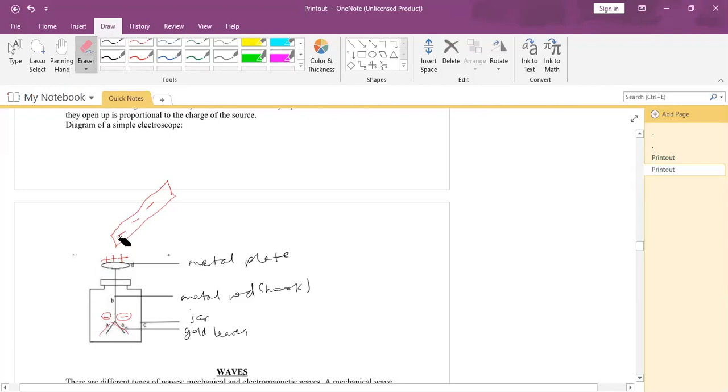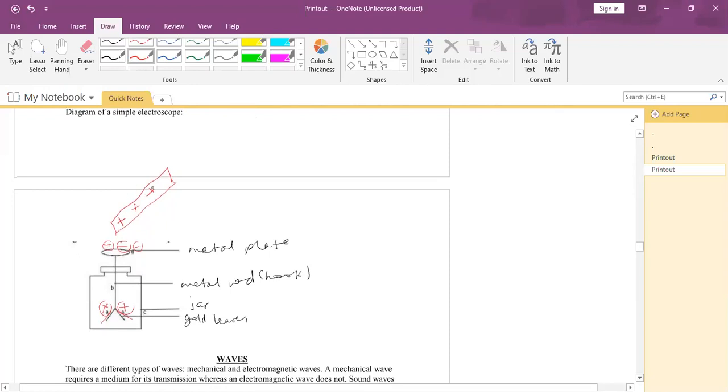Okay, let's try another one. Assuming the object I'm bringing is positively charged. It's going to attract negative charges, opposite charge, to the plate here. And it's going to repel all the positive charges to the end. So the gold leaf will have positive charge at the end. Now they're going to move away from each other because they're the same charges, so they repel each other. They move apart. So once you see repulsion, that means there's a charge on that particular object. That's how the electroscope works, to detect the presence of charges.